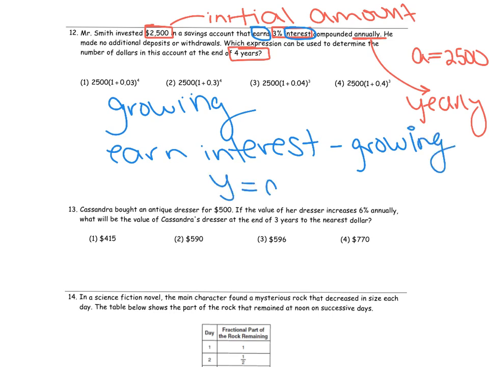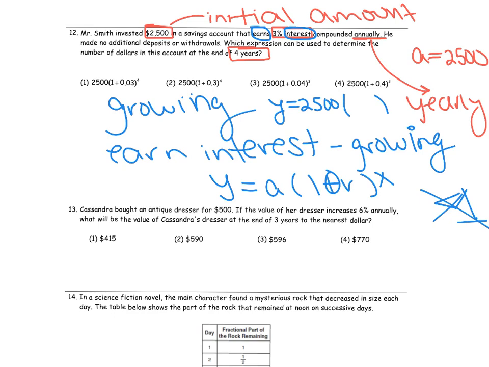So I'm looking at this example. Y equals A times 1 plus R to the X. We're going to have that plus. So any answer choice in here where it's less than 1 is out. All right? So let's take a look. We have that initial amount of the $2,500 times 1 plus, because it's a growth, 3% interest.